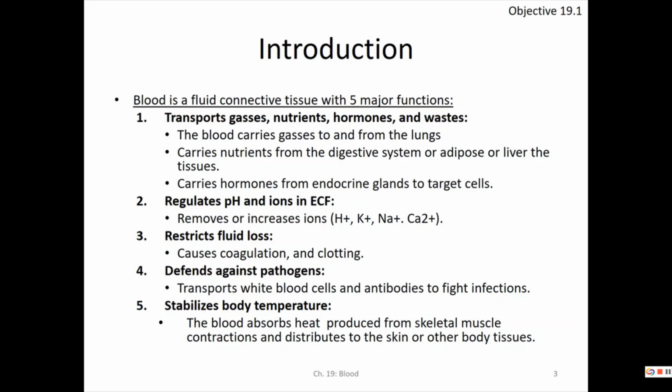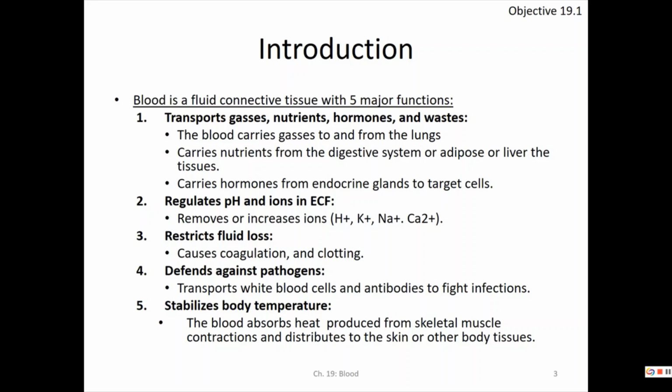One of the first things we're going to see is it transports gases. What do we mean by that? We mean that this tissue, blood, carries oxygen and carbon dioxide between the lungs and the tissues. It carries gases to and from the lungs, okay? Then it also carries nutrients, for example, from the digestive system, from your adipose tissues, your liver tissues, things like that, to the body's tissues. So it's moving things from the digestive tract and fat to the tissues.